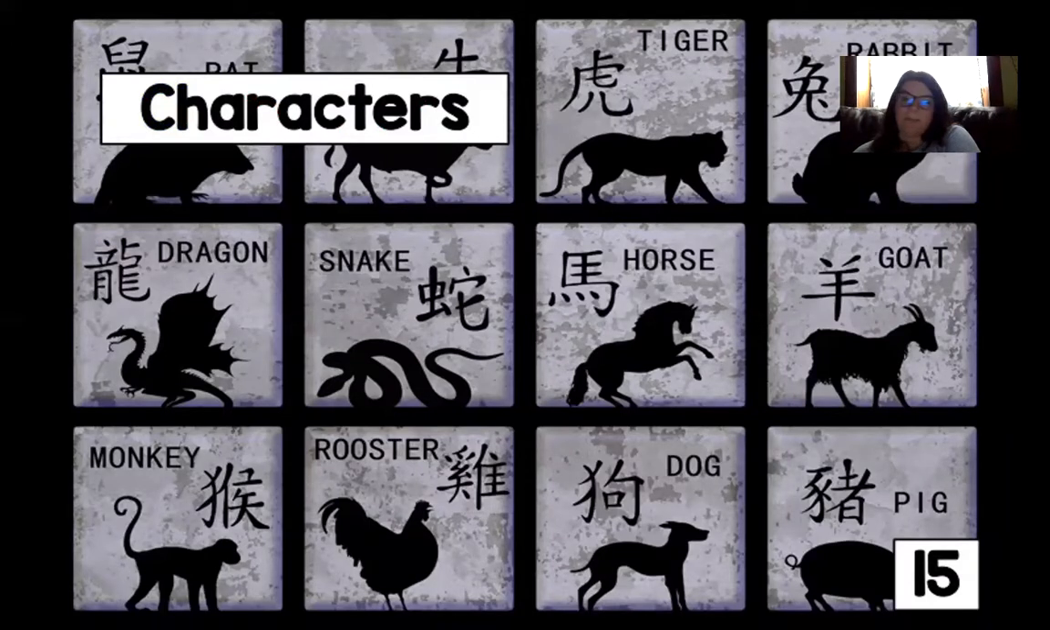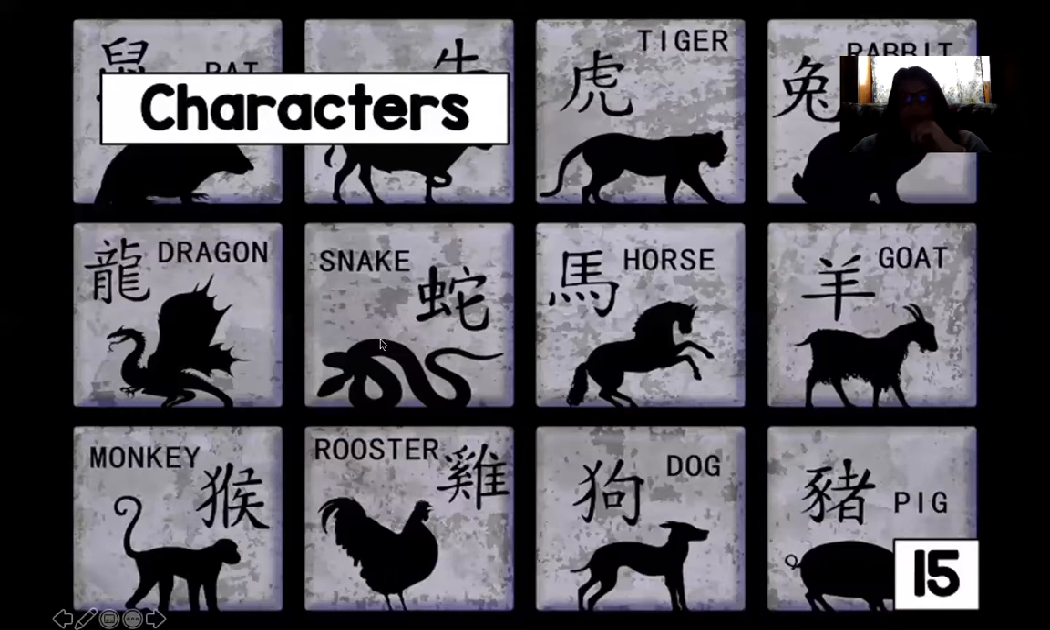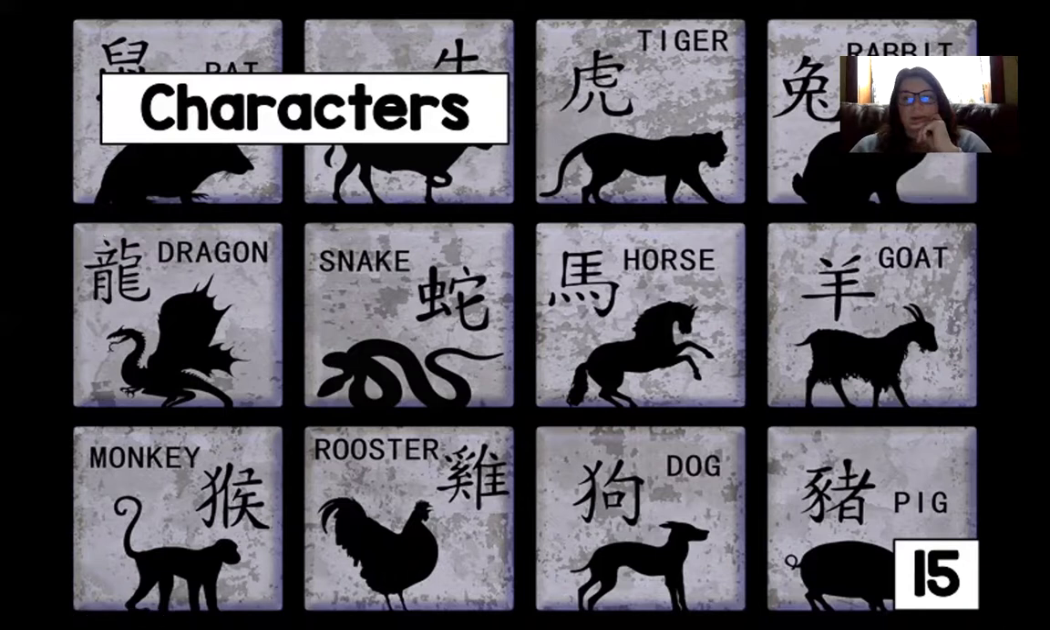So, yes. And then these are characters, a little bit different than the alphabet. So here we see different characters for different animals, and this looks like the Chinese zodiac. Every year there's a different animal for the year. So these are characters.